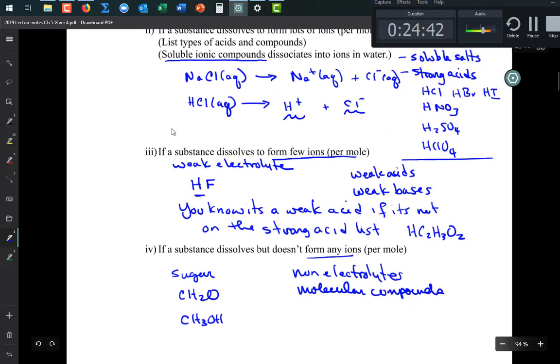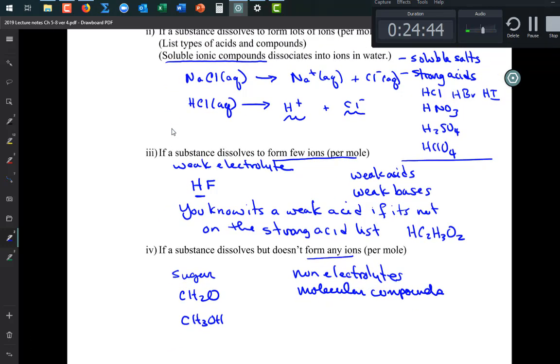So my little light bulb thing was going to be like this. So if I had a strong electrolyte, I'm going to draw my light bulb. Now let's see. I guess I'll do it. That's black. Here's my light bulb. Well, that's not bad, actually. Sorry. And then let me duplicate it.